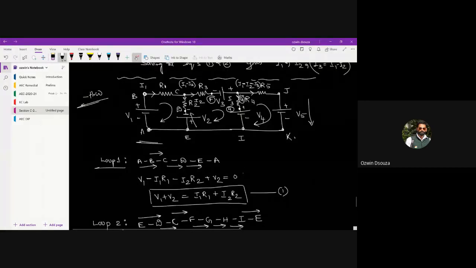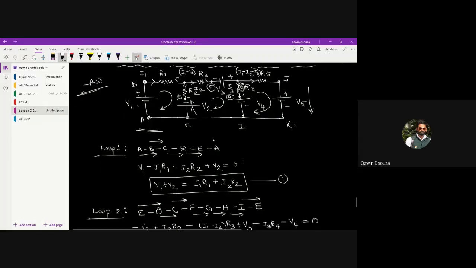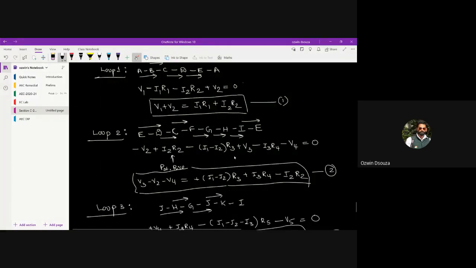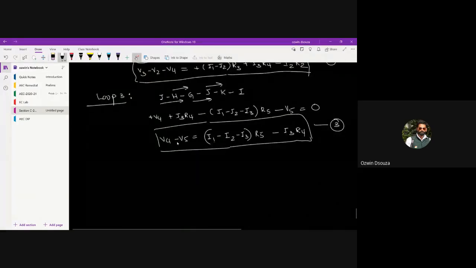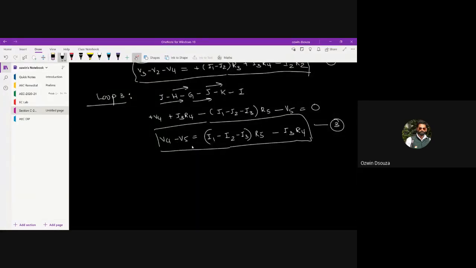Now, while writing this equation, I have assumed this as I1 and this as I2. Probably you must have taken the current through R1 as I and the current through R3 as, say, I2. Doesn't matter. Always look for the signs. In the end, the format in which you collect the potential drops across the resistors should not change. That is how I write the KVL equations.